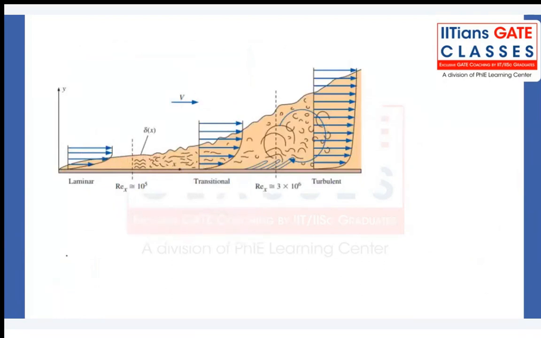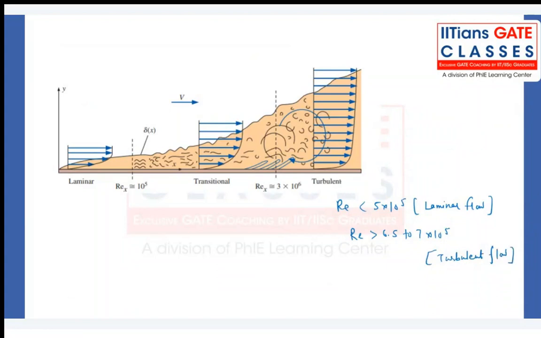Here one picture is there where the fluid is flowing over the flat plate. When the Reynolds number is less than 5 into 10 to the power 5, we say it's a laminar flow. When the Reynolds number is more than 6.5 to 7 into 10 to the power 5, we say it's a turbulent flow. And this condition is valid for flow over the flat plate.